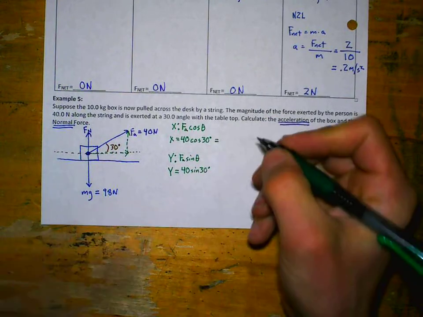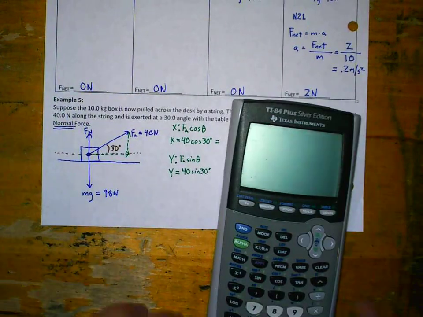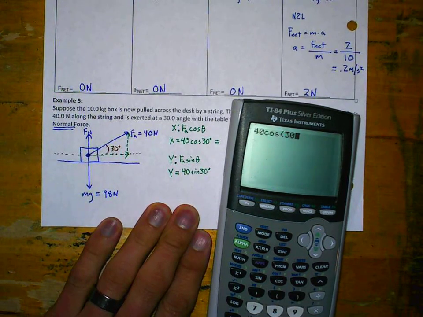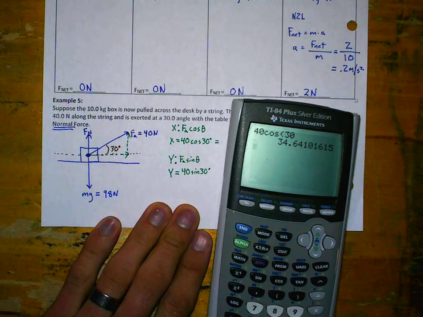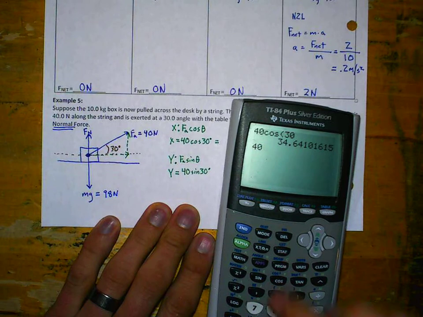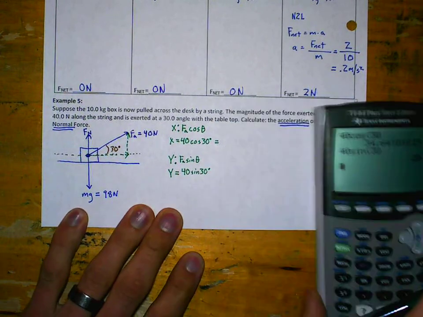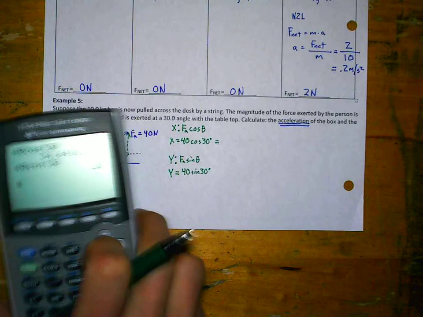If you punch those into your calculator, let's do that real quick. All right, we get 34 and change. What if you don't get those numbers? You're probably in radians. Okay, and those come out in newtons.